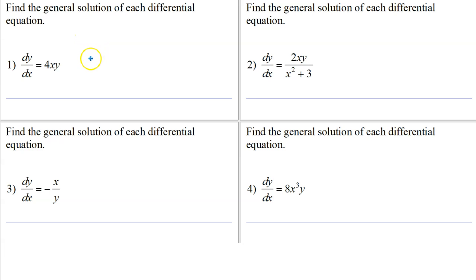In this video again we're going to be talking about how to solve differential equations by separation of variables, but in this case we're going to be specifically focusing on the medium type of differential equations. Alright, let's get started.